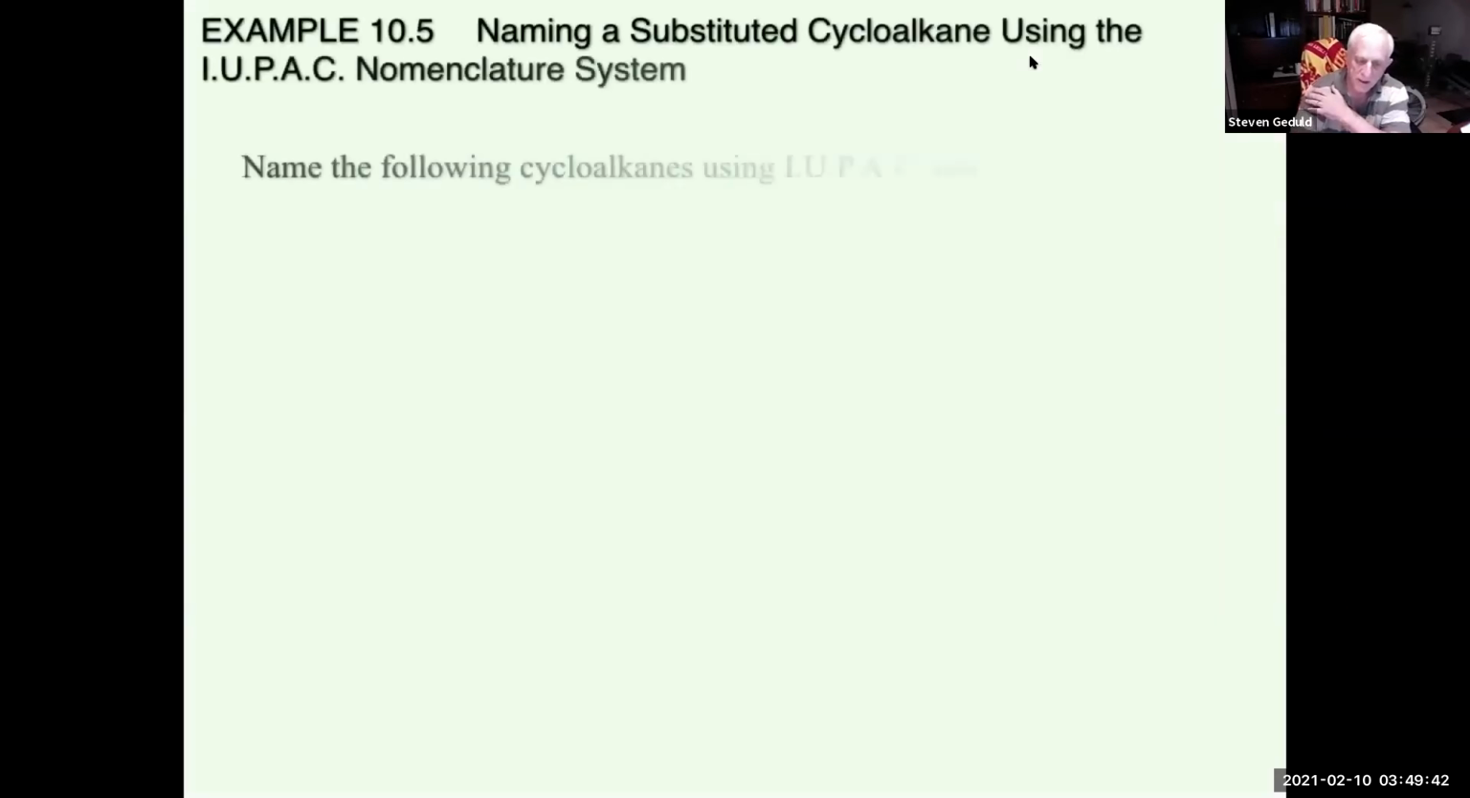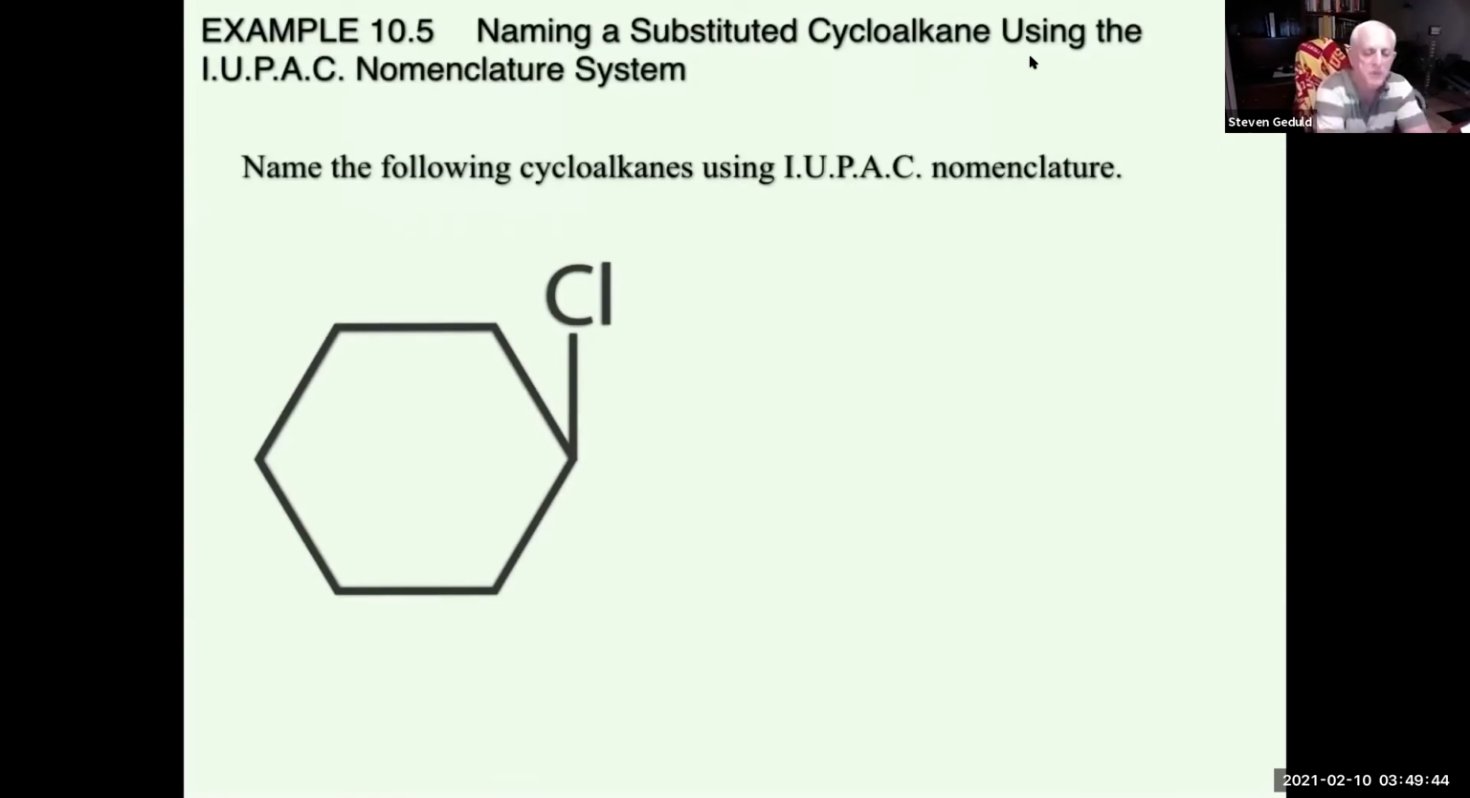Okay. So name the following. How would you name this thing? How many carbons?